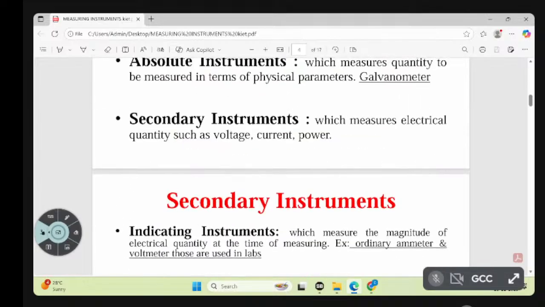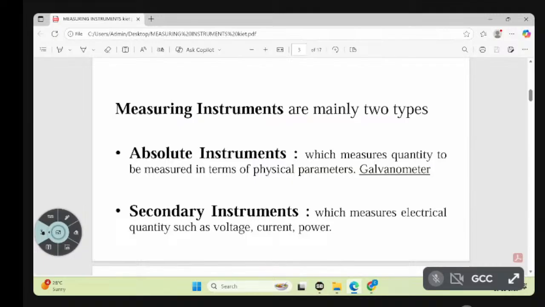Before going to discuss the main PMMC and MI instruments, generally instruments are of two types. One is called absolute instruments, the second one is called secondary instruments. Or you can say primary instruments and secondary instruments.